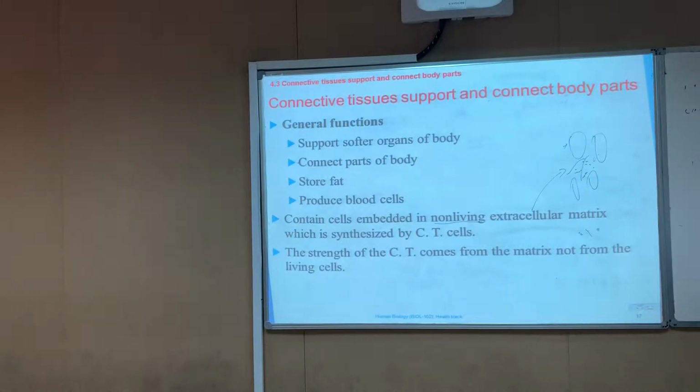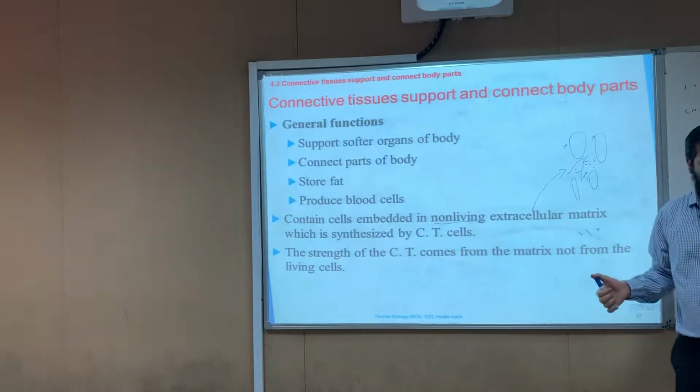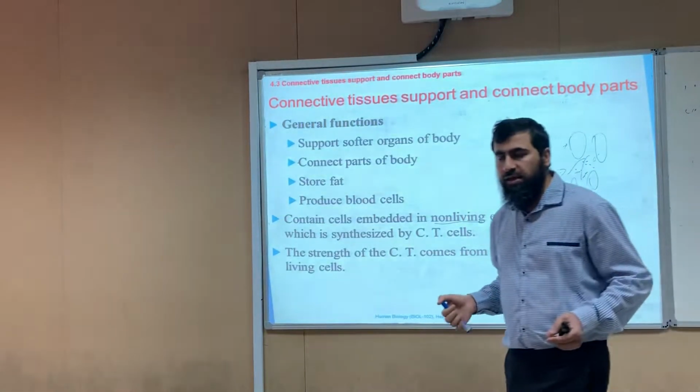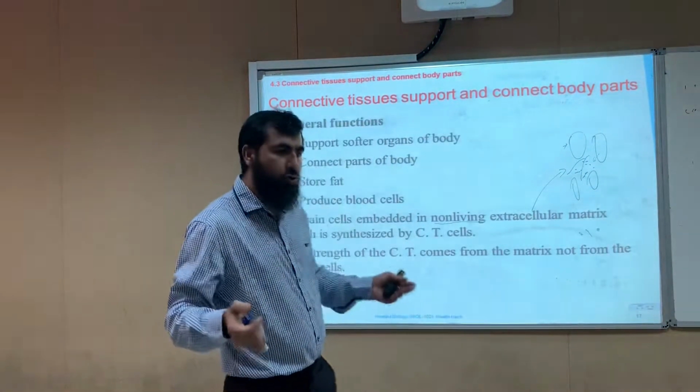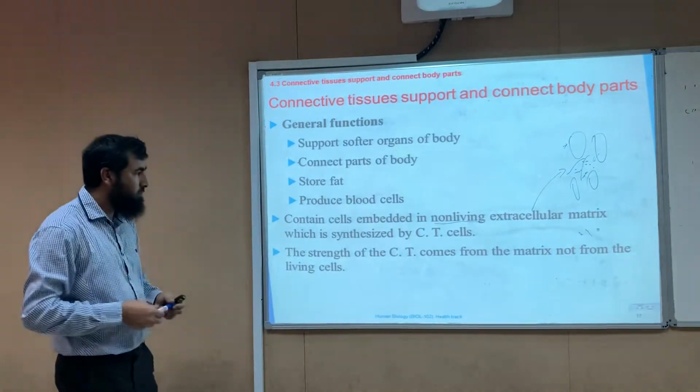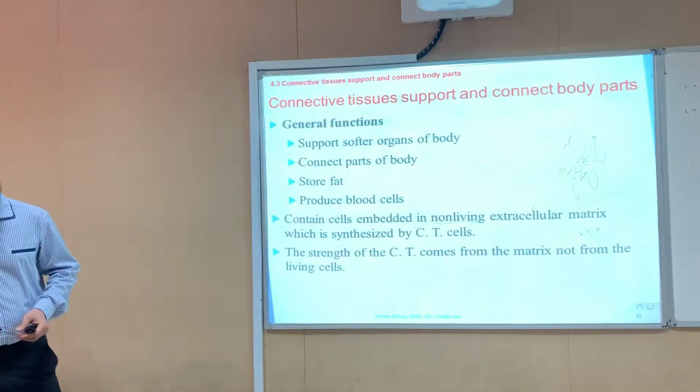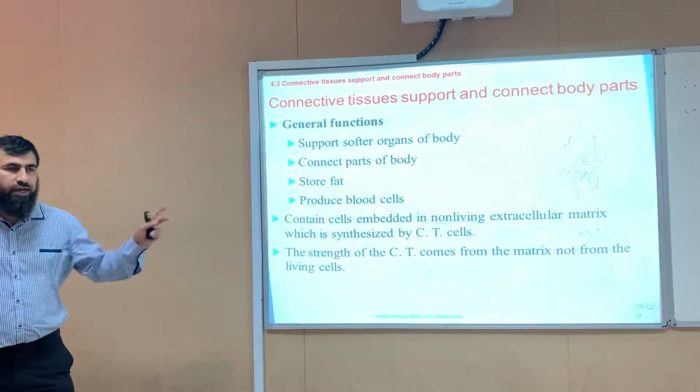So it can sometimes be liquid, as we mentioned. It can be jelly-like, semi-solid, or solid. So the strength of the connective tissue comes from the matrix, not the cells.